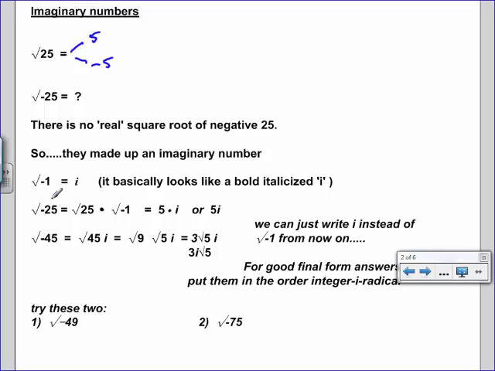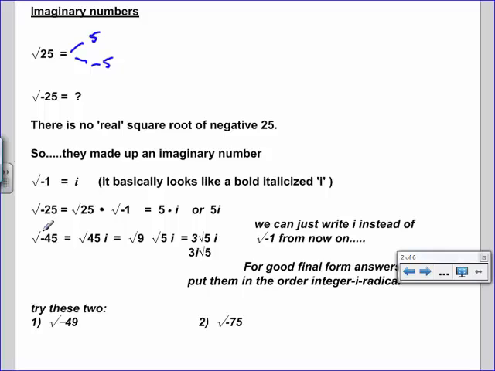And if you have the square root of negative 25, well, we could break that into the square root of 25 times the square root of negative 1, because 25 times negative 1 is negative 25. And the square root of 25 is 5. And the square root of negative 1 is the same as i. For convenience, they've created this. So we can just say 5i is the square root of negative 25.